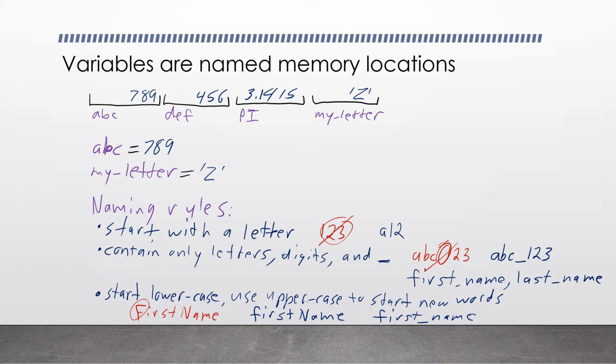Using uppercase letters to start a new word is called camel case because it looks like the capital letters are humps on a camel. Using underscores is called snake case because it looks like you have a long snake sort of slithering across your program. Okay, so those are the basic rules for naming memory locations.